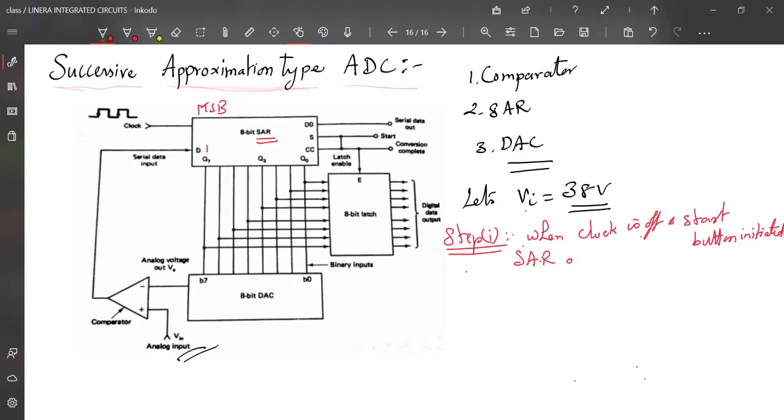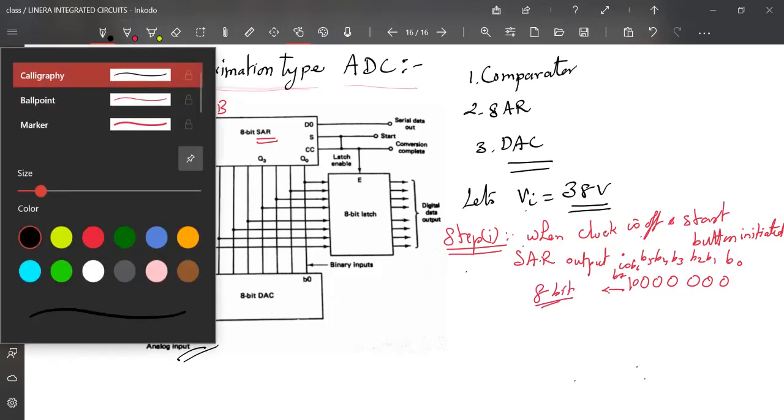The SAR digital output will be 10000000. These bits are B0, B1, B2, B3, B4, B5, B6 and B7. So it's an 8-bit value.